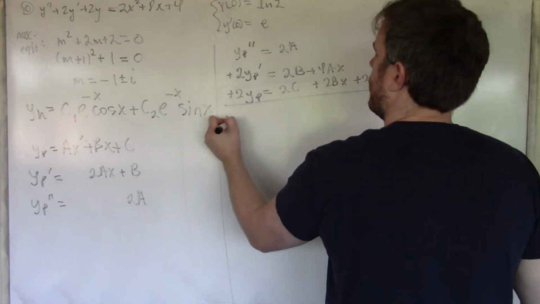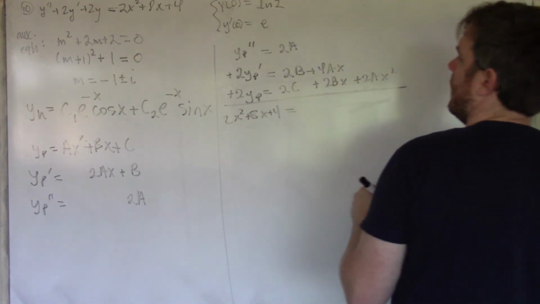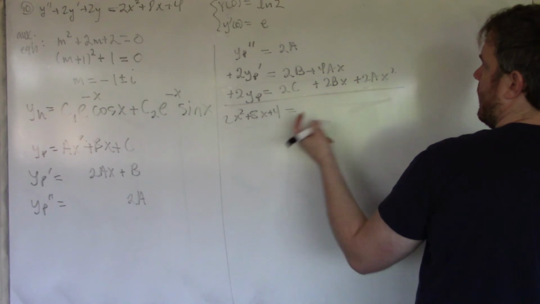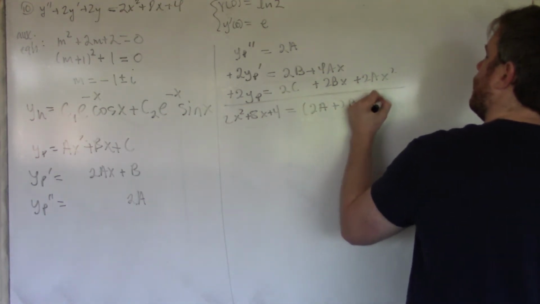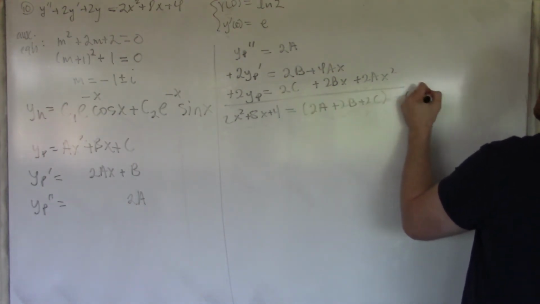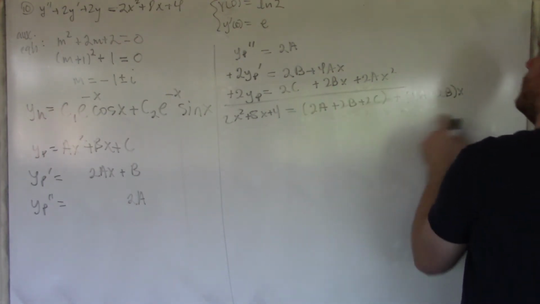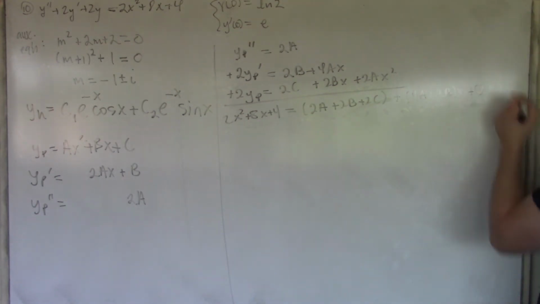And I'm supposed to get 2x squared plus 8x plus 4 on the left. And on the right, what I actually get if I collect terms is 2a plus 2b plus 2c. I start off with my constant term in this situation, 4a plus 2b times x, and finally, 2a x squared.